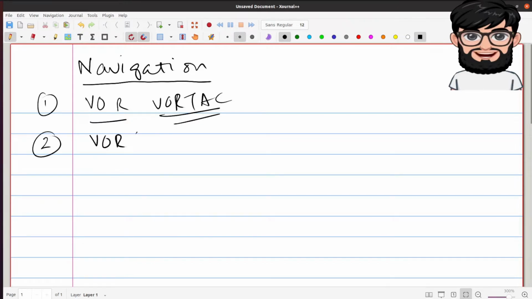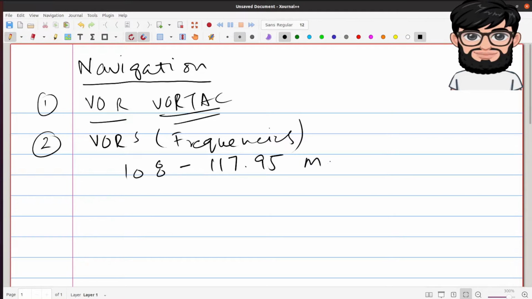Again, VORs operating frequencies. They operate between 108 to 117.95 megahertz. That's the operating frequency. They are above the FM, because FM just finishes before 108. So they are above the FM and go up to 118.95, from where the radio communication starts.